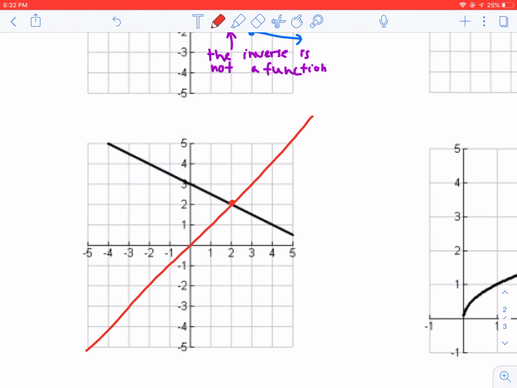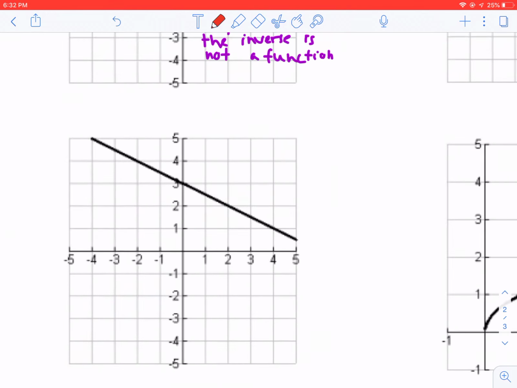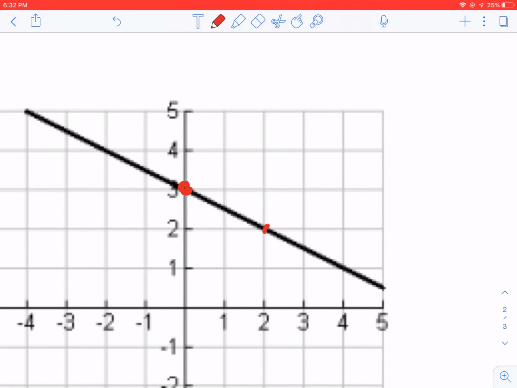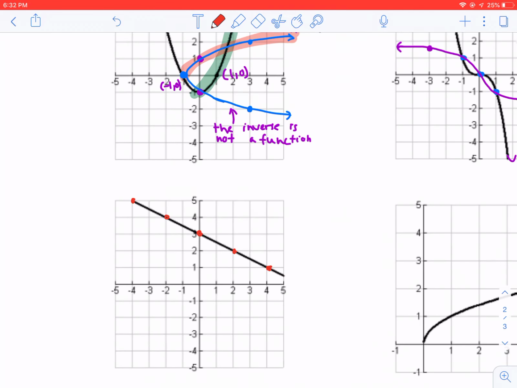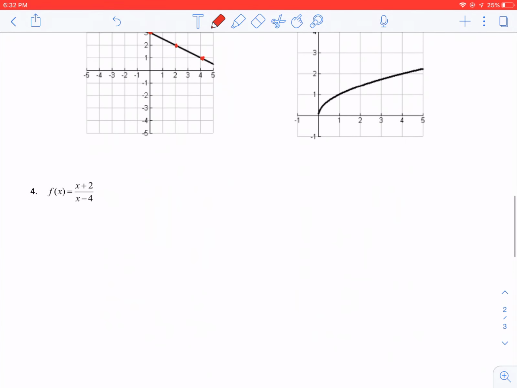But I have a hard time doing that, to be honest. So I just take all the points and switch the x and y values and plot them. Alright, yeah, I'm going to skip those last two.